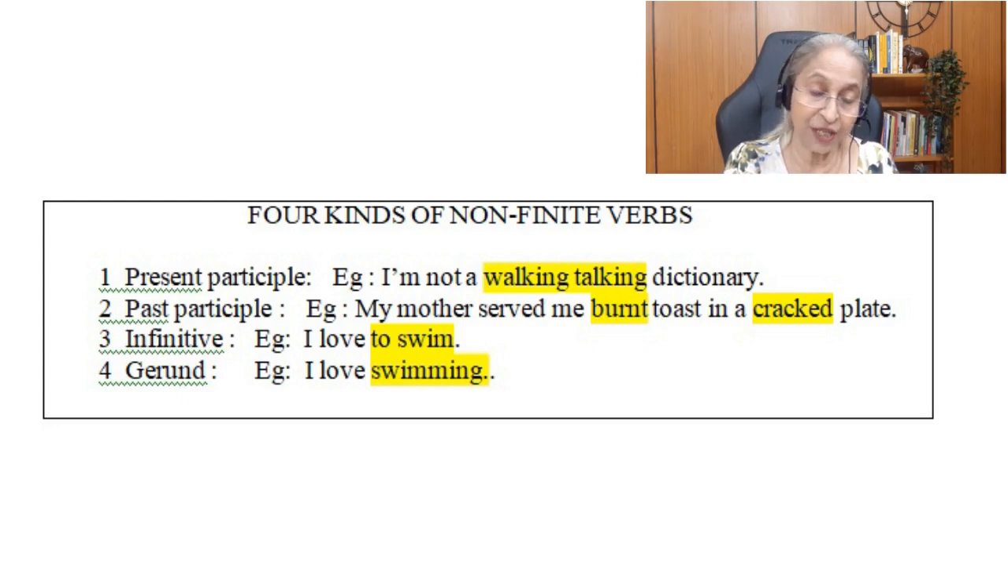I can also change it to future. I will never be a walking, talking dictionary. But here, can you try changing walking, talking? You cannot, for instance, say, I'm not a walked, talked dictionary. That would be utterly wrong. Do you get the difference? That's the best way you can find out what a finite or a non-finite verb is, just subject it to a tense change.